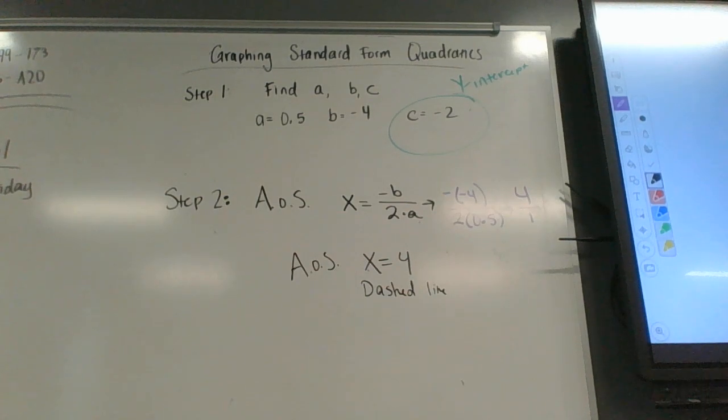0.5 times 4 squared minus 4 times 4 minus 2. Learn how to use your calculator efficiently.